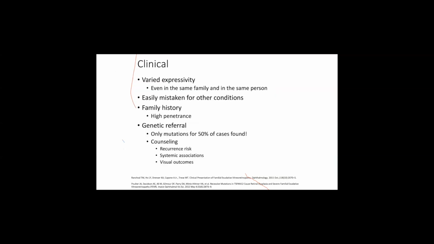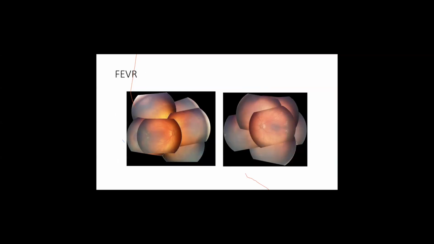And sometimes if you look in the parents' eyes, you might see some changes, because even in the same family and in the same person, there could be varied expressivity. Ultrasound scans can be useful, and EUAs are almost important because it's very hard to see the peripheral retina without the help of an EUA. This is one of our patients where you can see the ridge here.